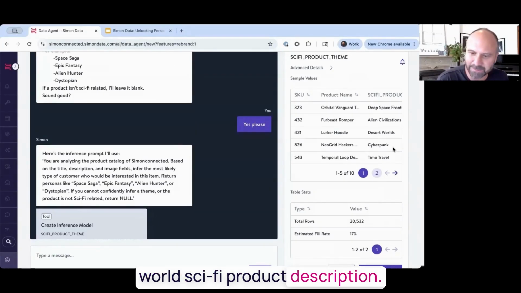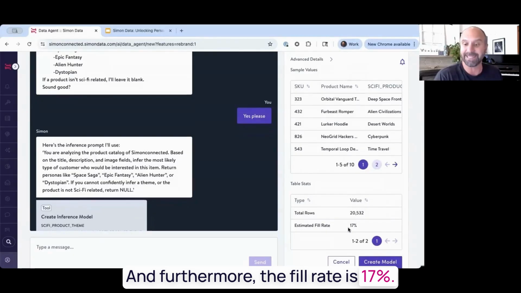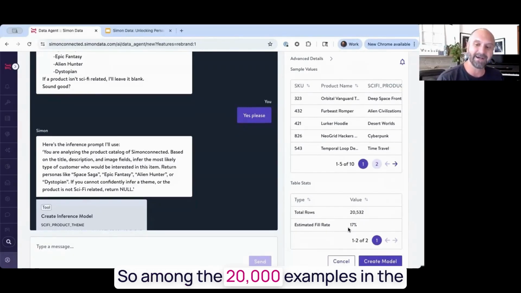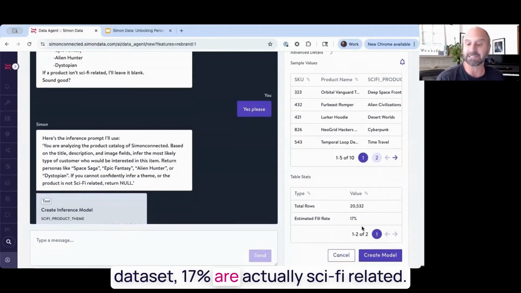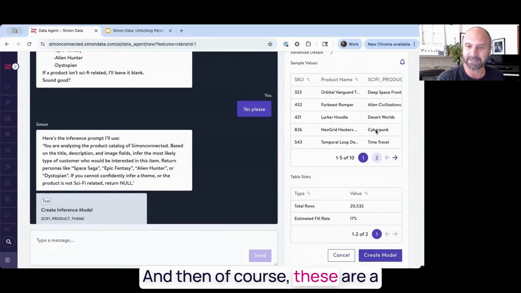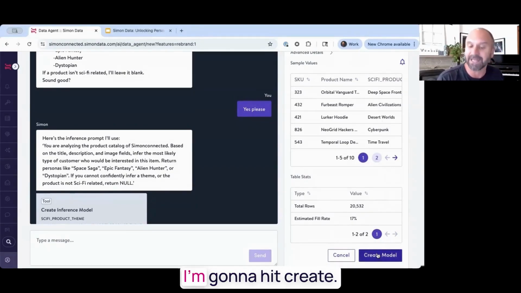We'll see here, we have a set of 10 example products, each with a cyberpunk or a desert world sci-fi product description. And furthermore, the fill rate is 17%. So among the 20,000 examples in the data set, 17% are actually sci-fi related. And then of course, these are a few of the examples from that set. So I'm going to go and hit create.